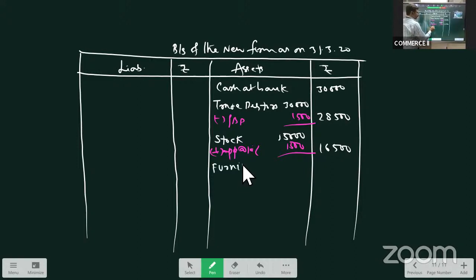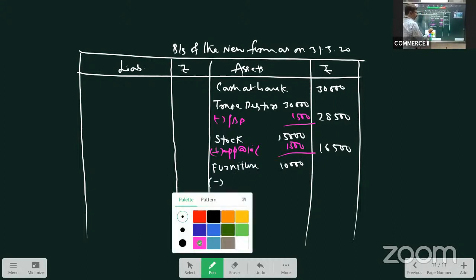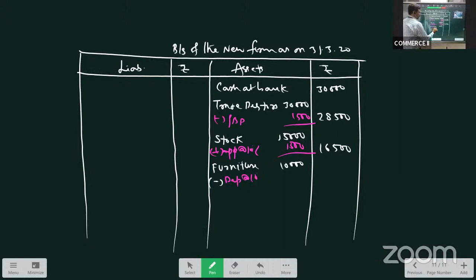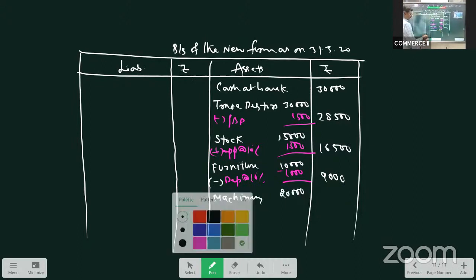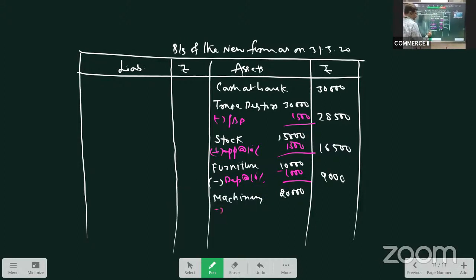Next, furniture. Furniture is depreciated by 10%. Furniture, 10,000. It is depreciated at 10%. That is 1,000. And the book value now is 9,000. Then machinery. Machinery also is depreciated by 10%. Machinery appearing in the books is 20,000. It is depreciated by 10%. So there is a decrease of 2,000. So take 18,000.